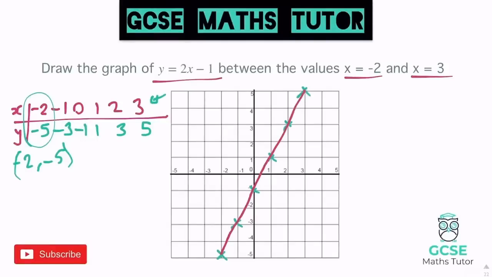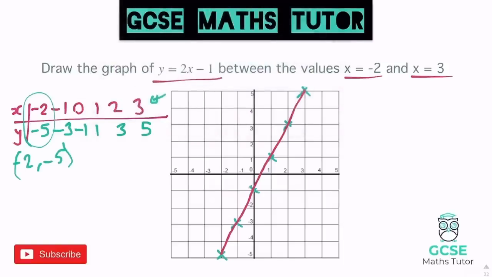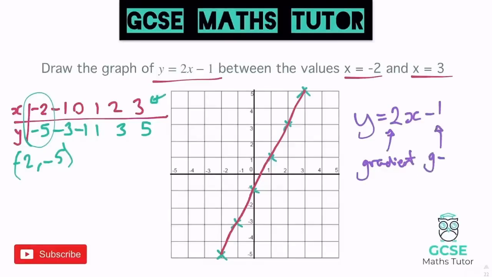You can actually do a little trick with this one, which is quite nice if you know what these pieces in there mean. So the 2 in front of the x, let's draw this over here, y equals 2x minus 1. The 2 there represents the gradient, and the minus 1 there represents the y-intercept. Okay, where it crosses the y-axis. So let's have a look there. It does cross through minus 1.